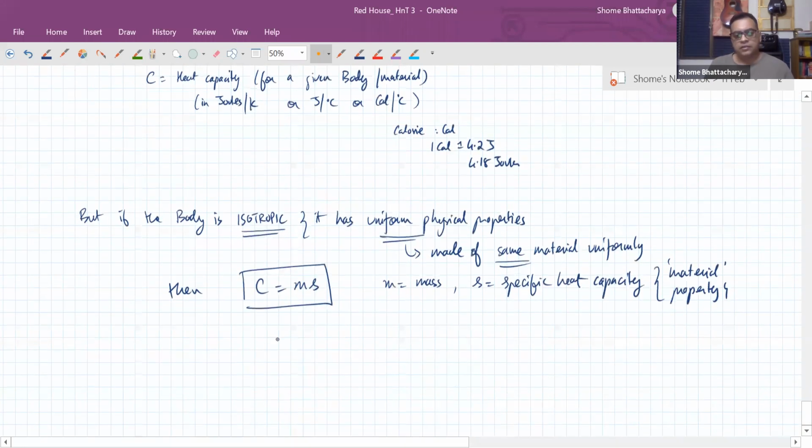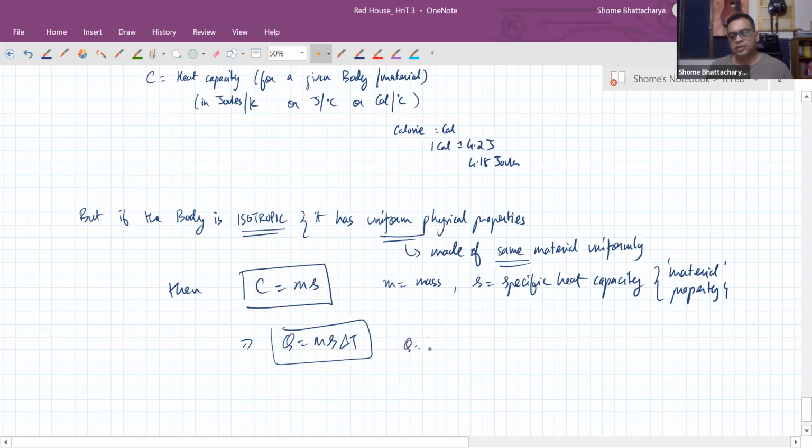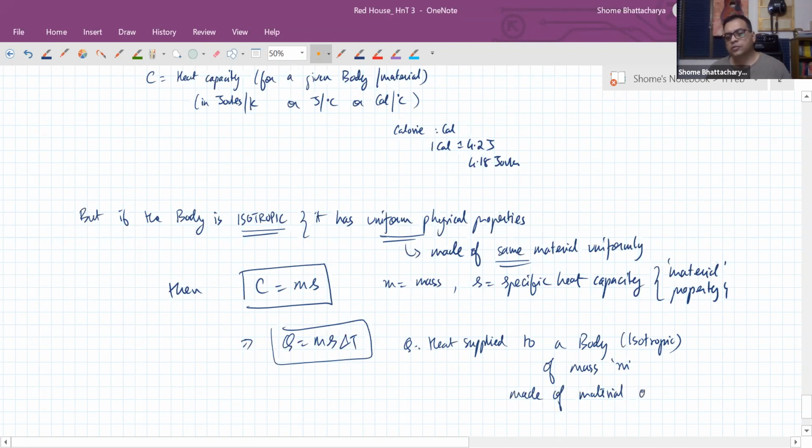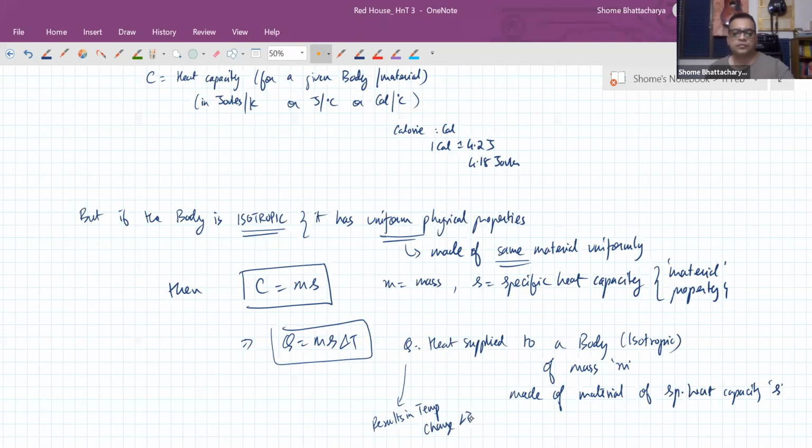Okay, so this formula therefore becomes that Q is equal to ms delta T, for Q being the heat supplied to a body which is isotropic, of mass m, made of material of specific heat capacity S, and that Q heat supplied results in temperature change delta T. Okay, so the way we've defined it, it's quite self-explanatory how it works.